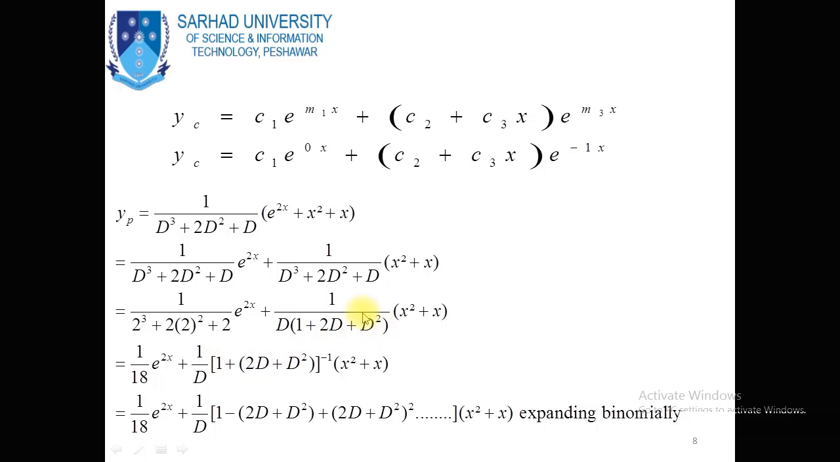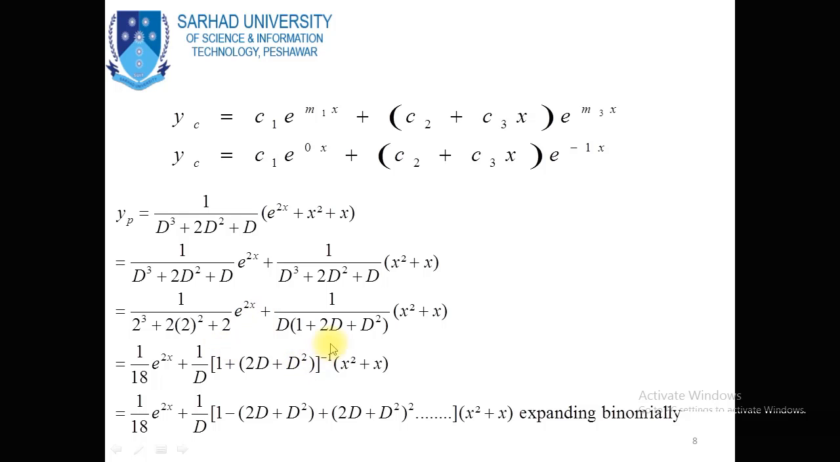Now shift this expression to the denominator. To the numerator we obtain 1 plus (2d plus d square) whole power minus 1. This is the first term and this is the second term, binomial expansion into the given polynomial x square plus x. Now expand this term binomially.